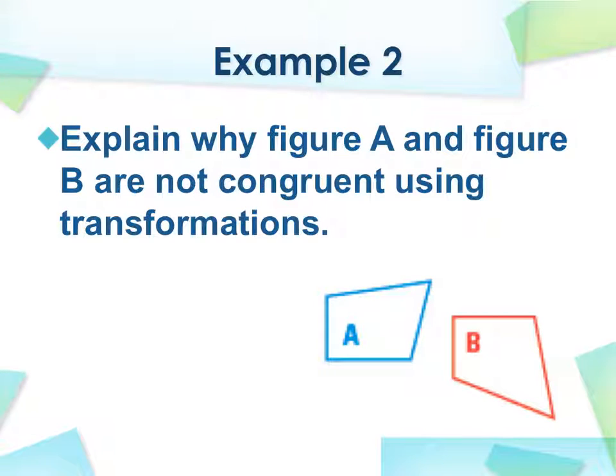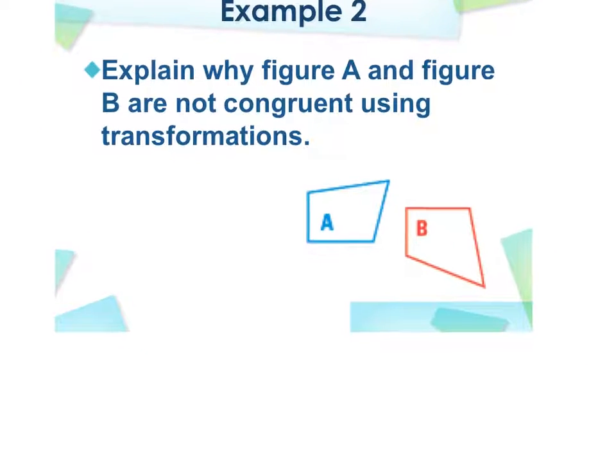Okay. Next, can someone explain why figure A and figure B are not congruent using transformations? Isabella: First A was reflected and then it was translated. Okay, now, if it were a congruent transformation, yes, it would be a reflection and a translation.